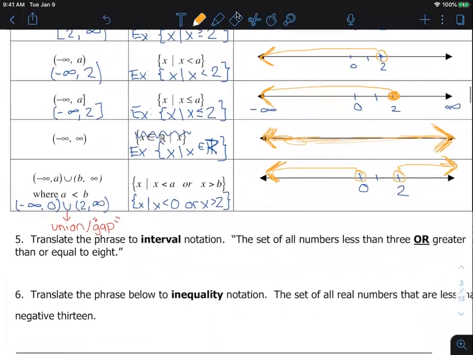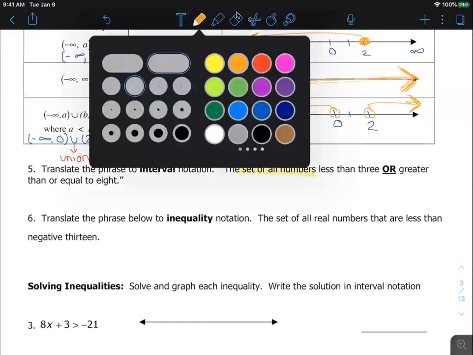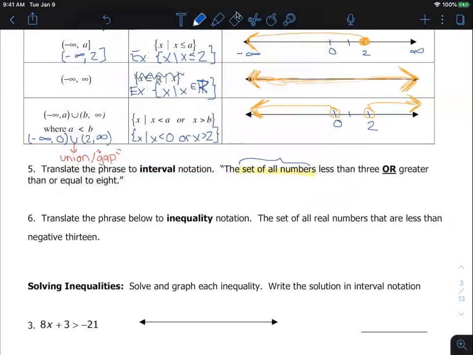So we're going to practice some translating. I'm going to help you with these. You will do some examples shortly. It says translate the phrase to interval notation: the set of all numbers less than 3 or greater than or equal to 8. When they're saying the set of all numbers, they're talking about X. So in your mind you can just say X is less than 3 or X is greater than or equal to 8. That's what that's saying there, okay?